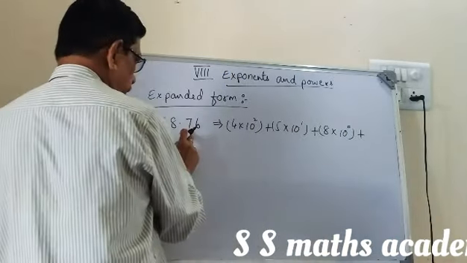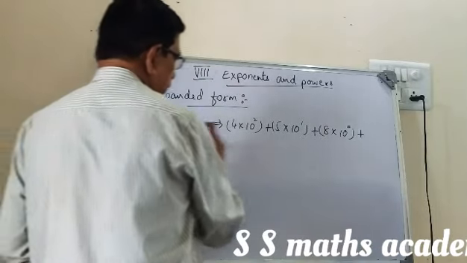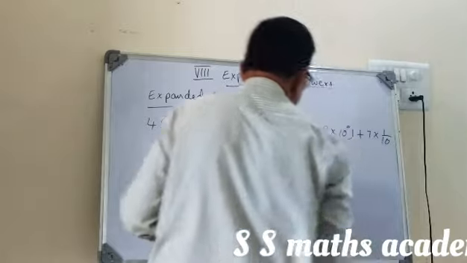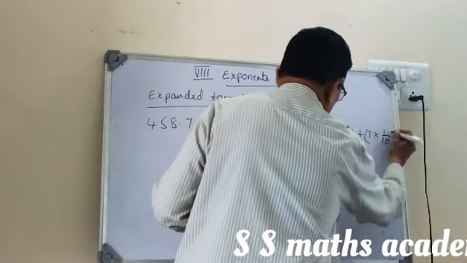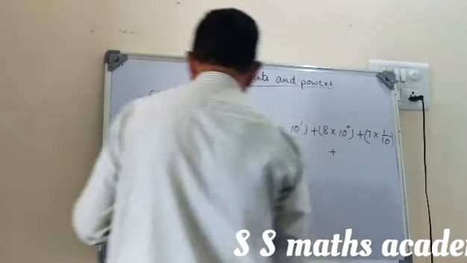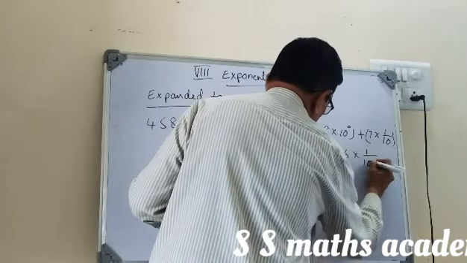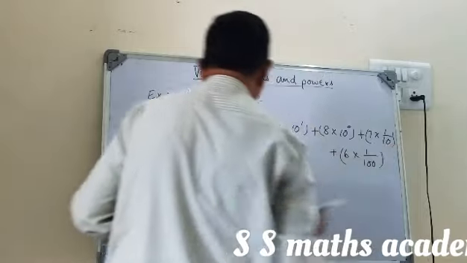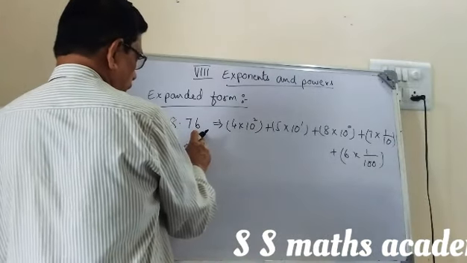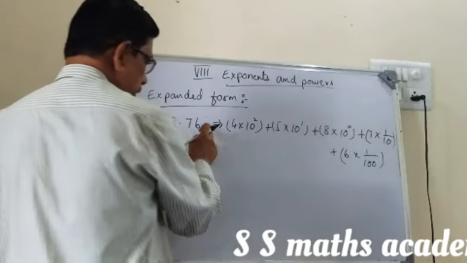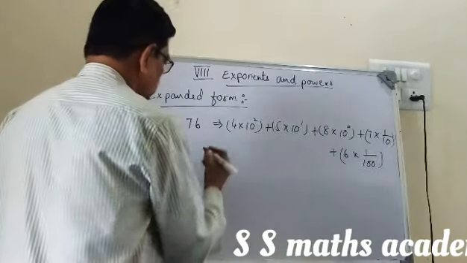Plus here we got the decimal, that is after decimal 7 is there, 7 into 1 by 10, plus this 6. 6 into 1 by 100 we have to write. After decimal, this is the second digit. For the first digit we have to write 1 by 10, for the second digit 1 by 100. If there is a third digit we have to write 1 by 1000.